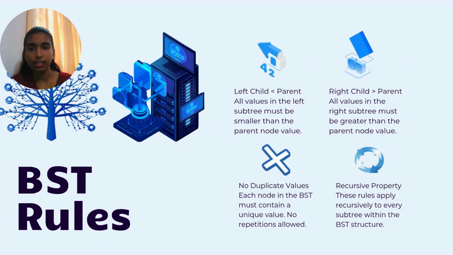Let's clearly understand the rules of a BST. Rule number 1. Left child value must always be smaller than the parent. Rule number 2. Right child value must always be greater than the parent. Rule number 3. Duplicate values are generally not allowed. And rule number 4 is that these same rules apply recursively to every subtree. These rules ensure that the tree remains organized and searchable.